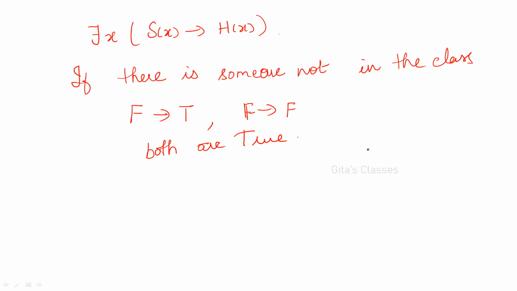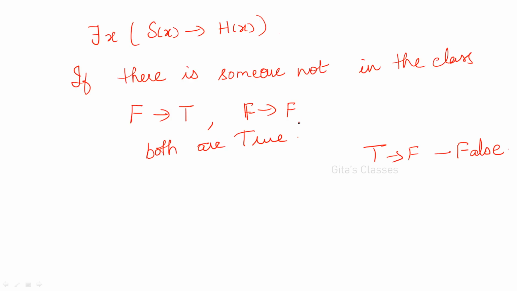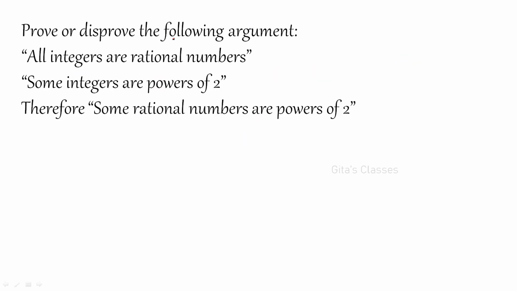Actually, only for the TF combination it is false. T conditional F is false. For all the other combinations it will become true. So the FT combination and FF combination will become true, which is not correct. That's why you are not supposed to write there exists x, S(x) conditional H(x). Hope you would have understood this.